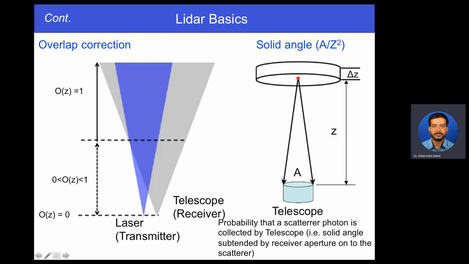But in between these two, here it is completely zero because both the receiver and transmitter are off. And in between these two, it will vary between 0 and 1. So this is how the overlap correction looks in the lidar. The solid angle, which is very simple, is basically the field of view of the receiving telescope, defined by A over z squared, where A is the receiving telescope surface area and z is the distance from the scatterer, in this case aerosol particles.